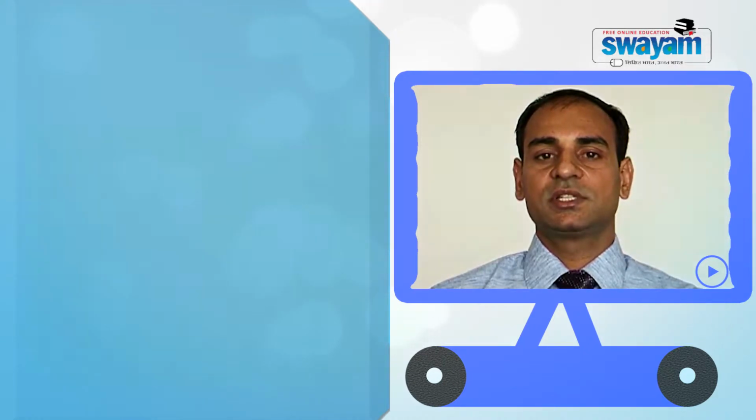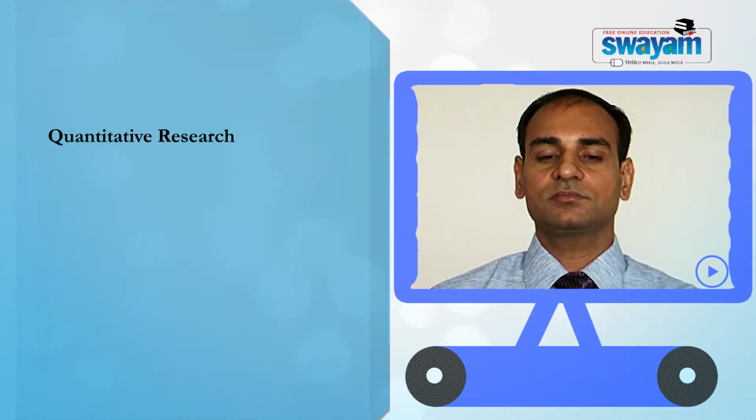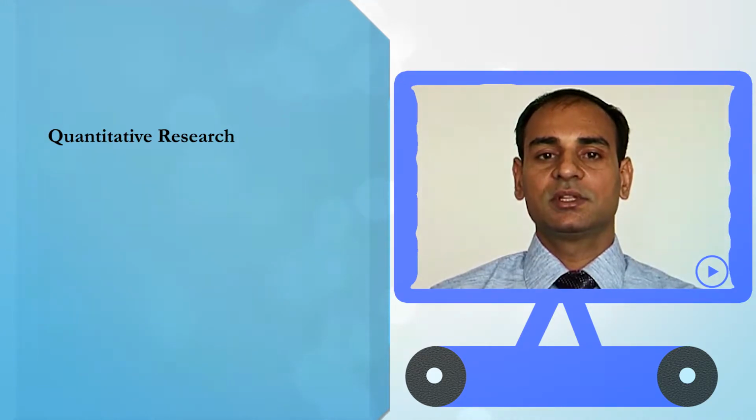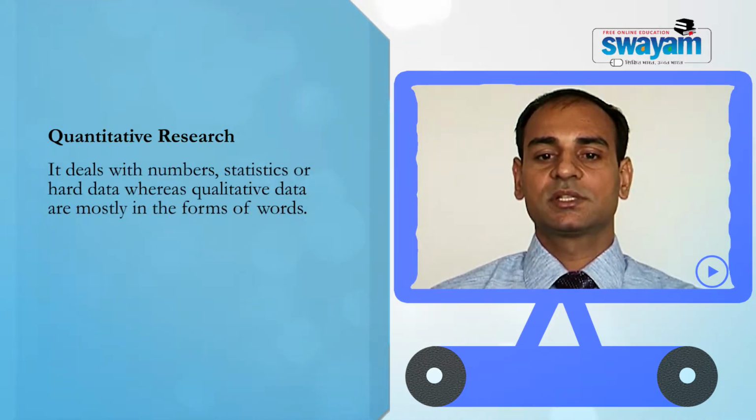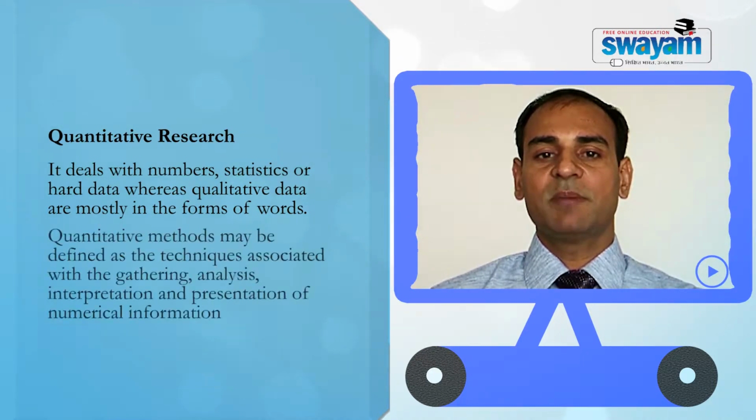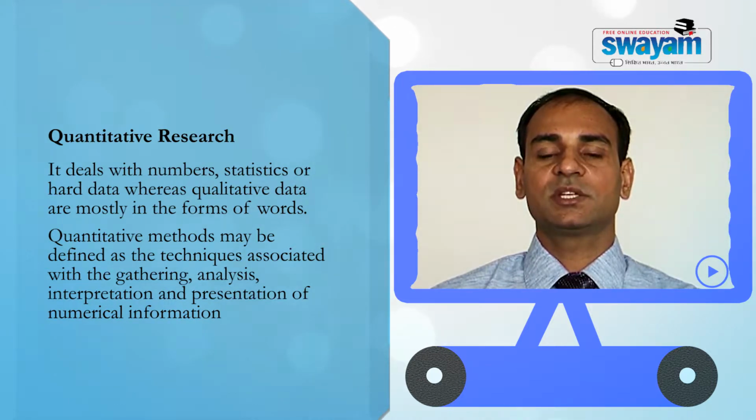After qualitative research design, the second research design is the quantitative research design. By the term you can easily understand that quantitative research design means the design which is used to deal with numbers, statistics and mathematical variables. Quantitative method may be defined as the techniques associated with the gathering, analysis, interpretation and presentation of numerical information.